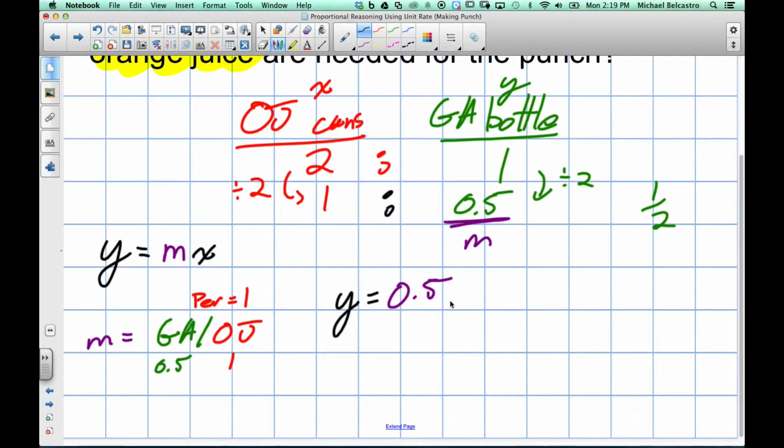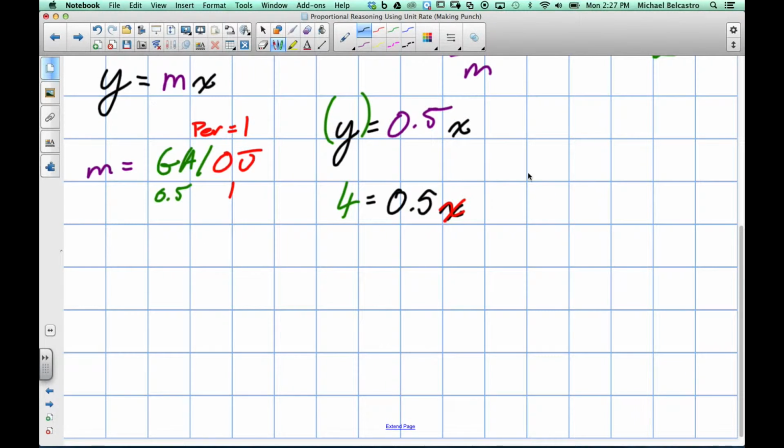0.5x. Okay. So since we know the question's asking us if our y value is 4, so if there are 4 bottles, we're going to replace our y with the number 4. So 4 bottles of ginger ale. How many, 0.5, cans of OJ we need? And x is our cans of OJ in this case. So we need to isolate for x, okay?